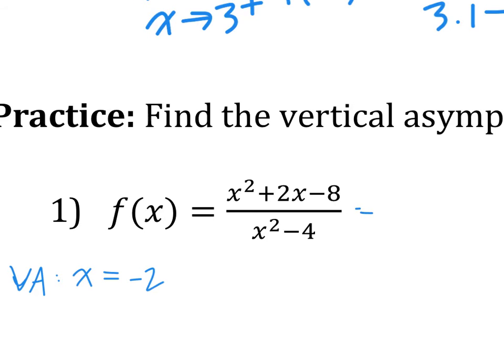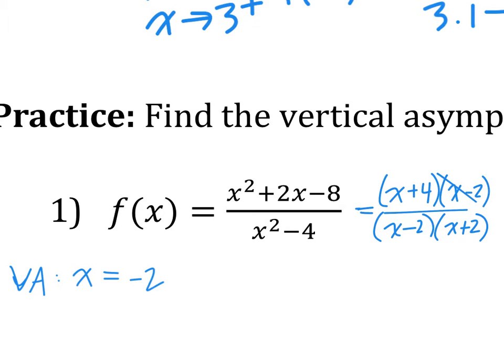What you want to do is always factor. So in the numerator that's x plus 4, x minus 2. In the denominator, you have x minus 2, x plus 2. Whatever cancels creates a hole and not a vertical asymptote. So the only thing that's left over in the denominator is x equals minus 2. That is the vertical asymptote.